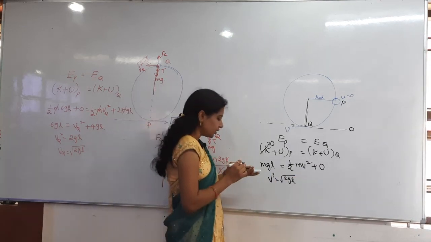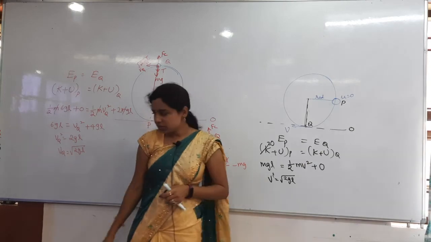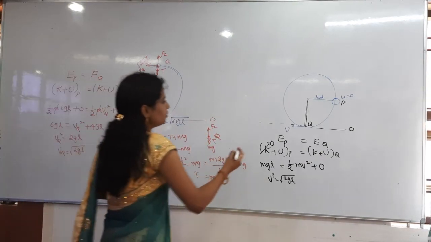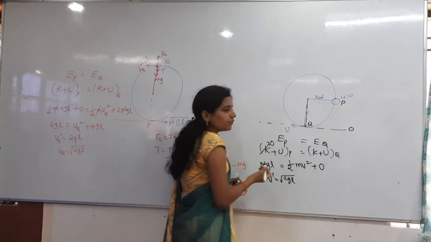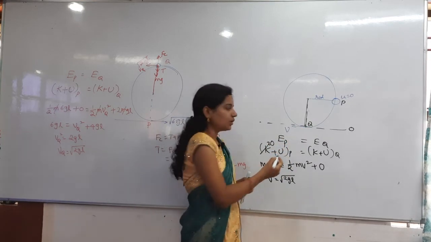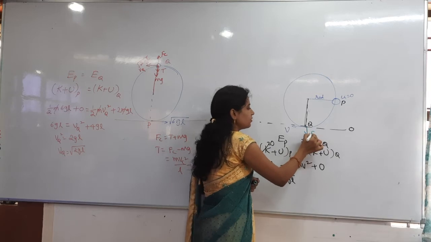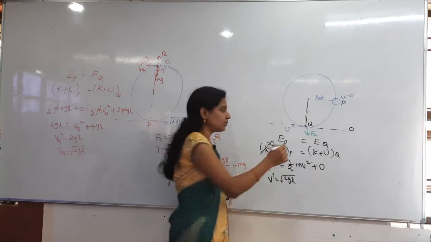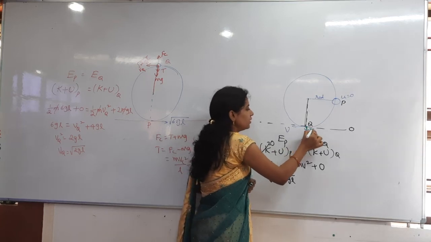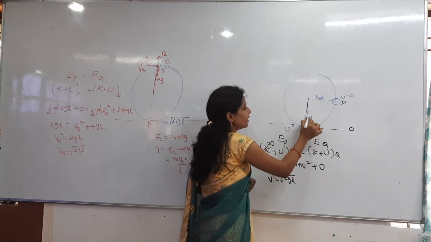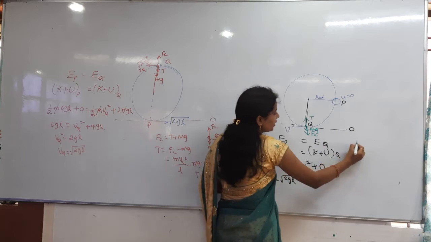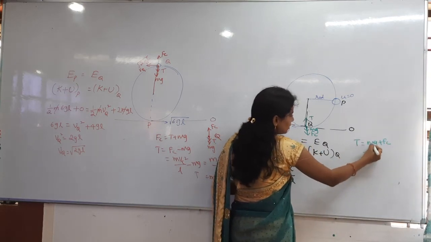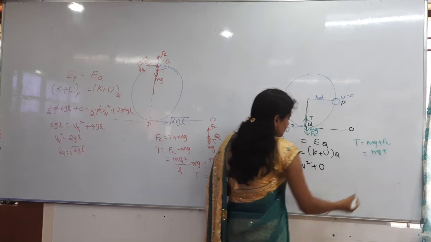Now finding the tension is different. See, to find the tension, the centrifugal force Fc will be in which direction? Downward direction. mg will be in which direction? Downward direction only. Tension will be in the upward direction. So clearly, what can I write here? T equals mg plus Fc.